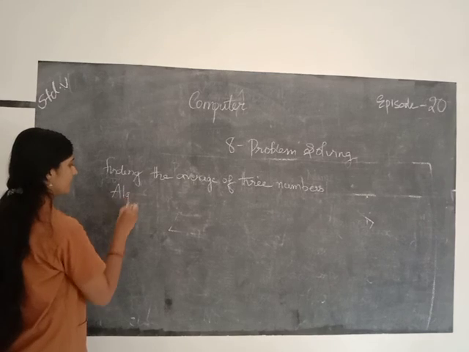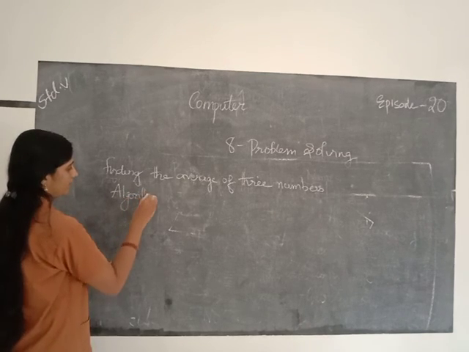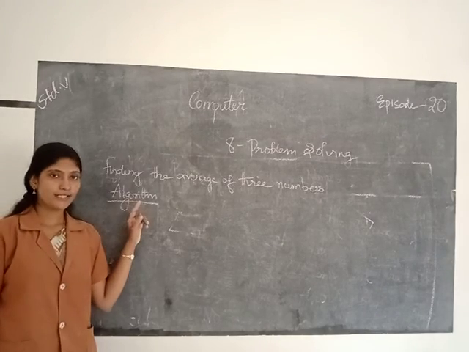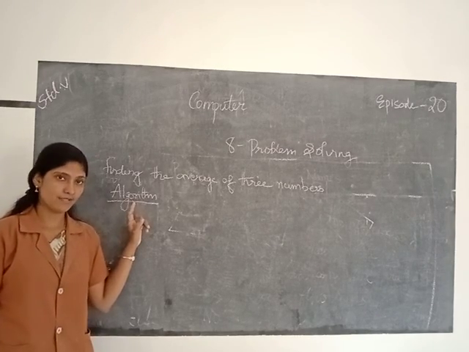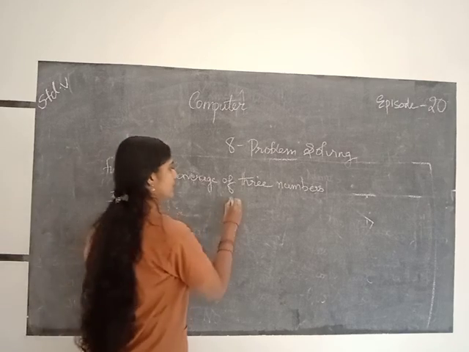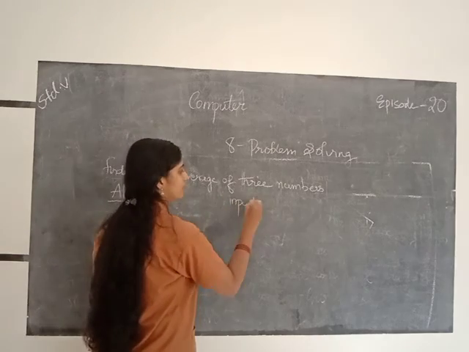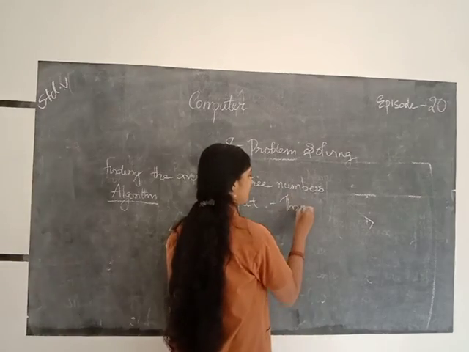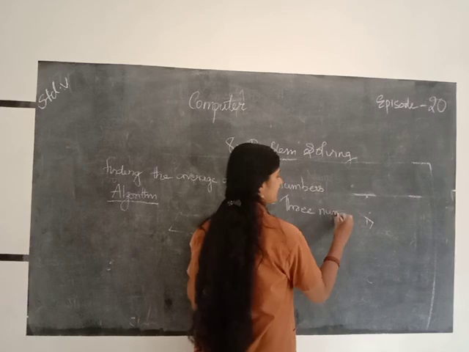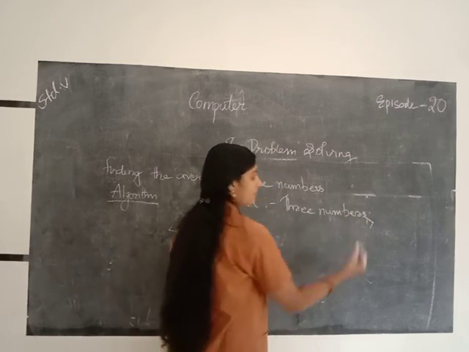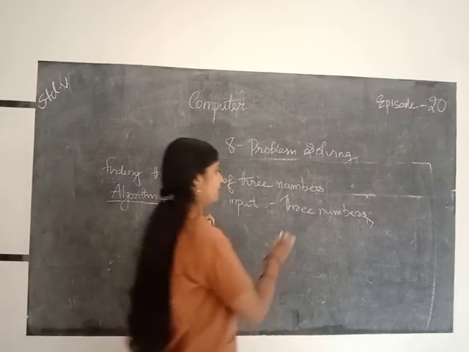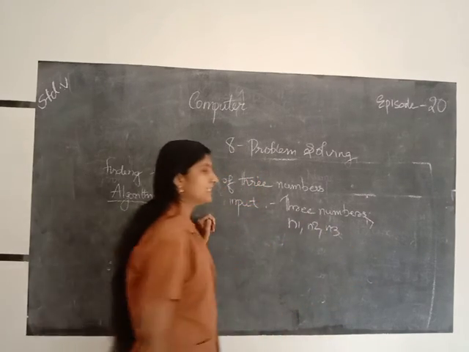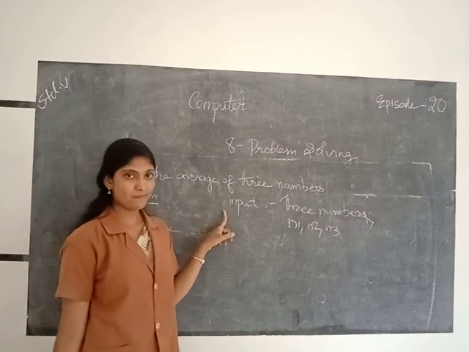The algorithm here is... what is the input here? Input is three numbers. So just write input. Let's take n1, n2 and n3. These are the three numbers for input.